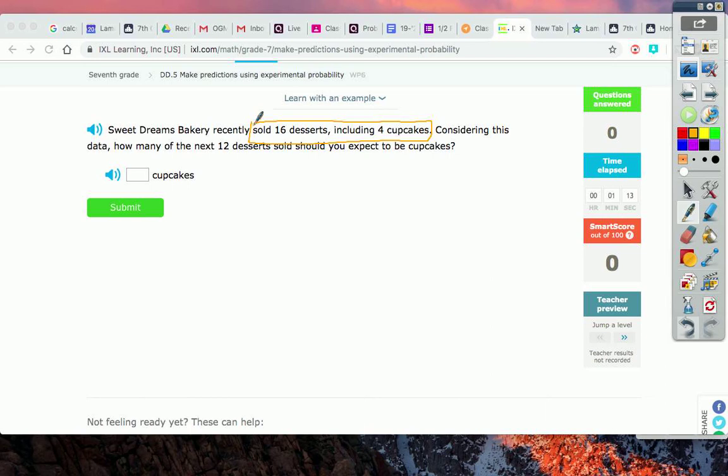Including, I have 5 dogs, including 2 German Shepherds. How many dogs do I have? 5. How many are German Shepherds? 2. I have sold 16 desserts, including 4 cupcakes. How many desserts did I sell? 16. How many are cupcakes? 4. You might want to write somewhere on your sheet of paper: if this says including, you don't add. I verbally said, if it says including, don't add. That's right. Tell your classmates again because somebody did hear you. All right, so you do not add.